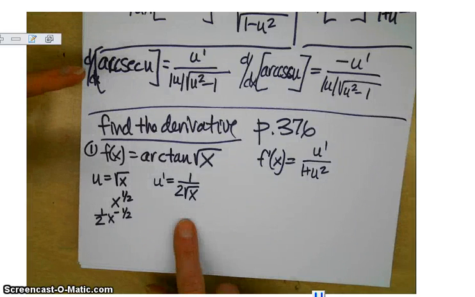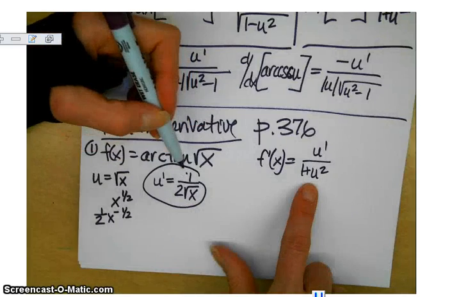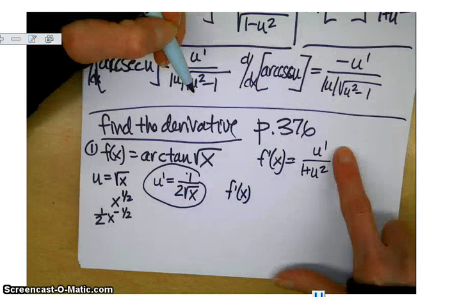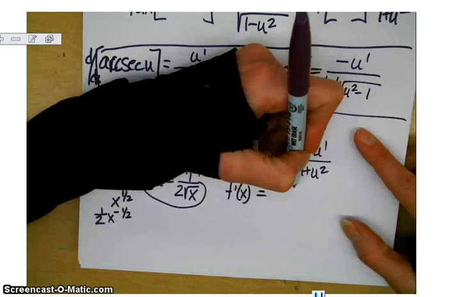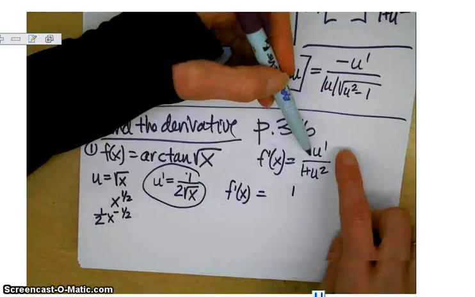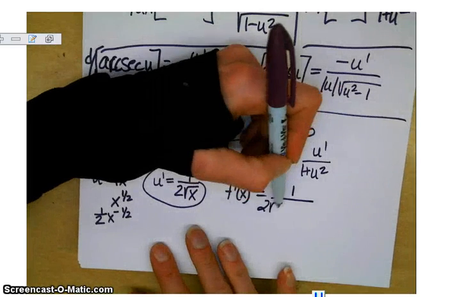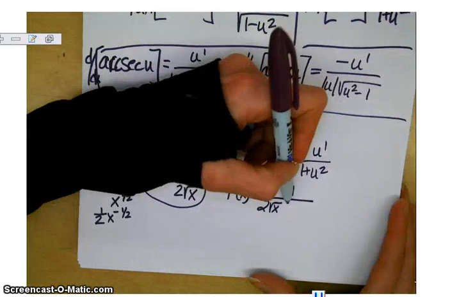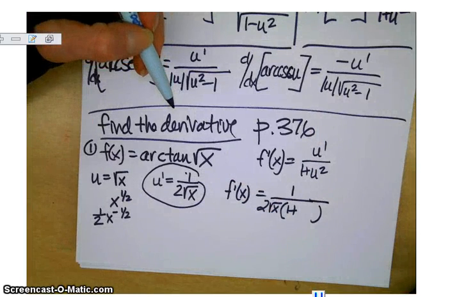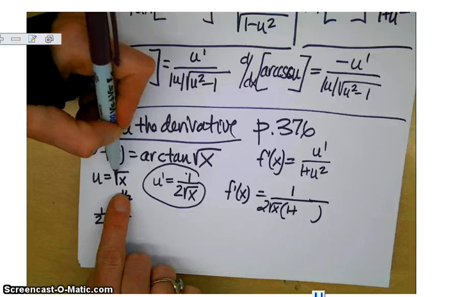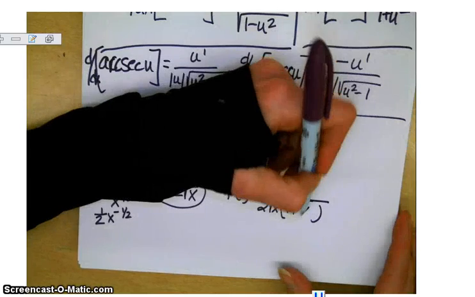Okay, so now this right here is going to go where in my derivative? It's going to go on the top. That's where u prime is. So the 1 goes on the top, and the 2 radical x can end up on the bottom, times 1 plus, what's the u? U is the square root of x. So if I put the square root of x in and square it, what's the square root of x squared? X.